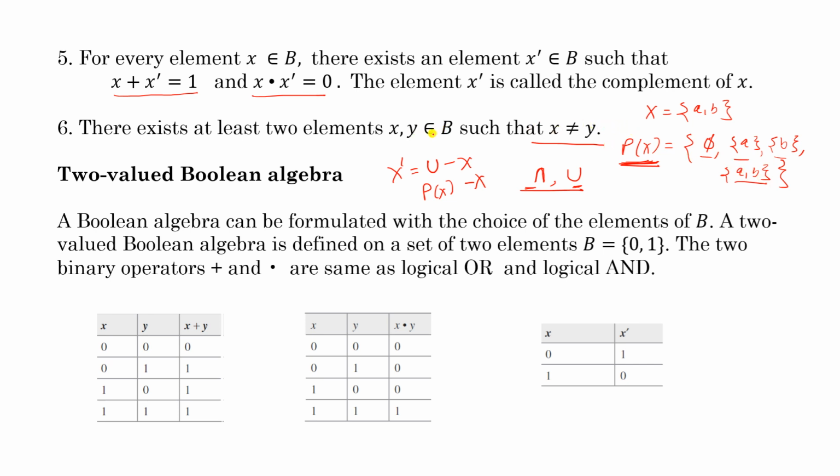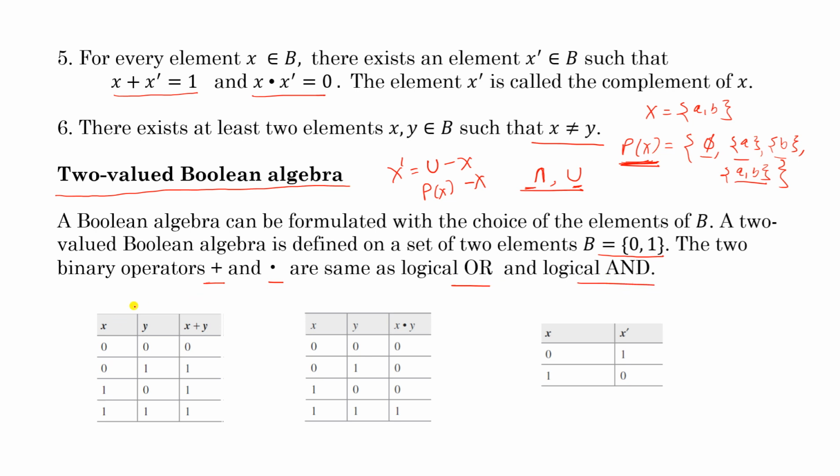Now the Boolean algebra of particular interest is the two-valued Boolean algebra. In logic, generally we talk about two truth values. One is true, another is false. That's why this two-valued Boolean algebra is of particular interest. So here the elements we take are 0 and 1, 0 for false, 1 for true. And the operators plus and dot are basically logical OR and logical AND.